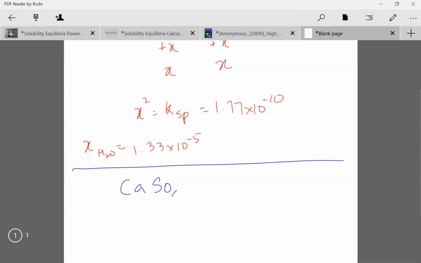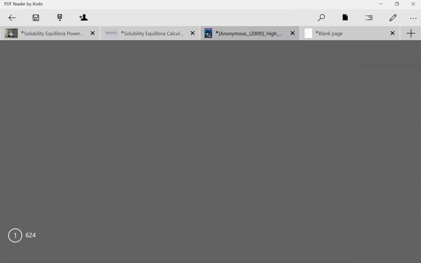Calcium sulfate. Oh, first we have to see what our ions were. Hopefully this is loaded in the meanwhile. And of course it hasn't. I think we're on somewhere close to that page.